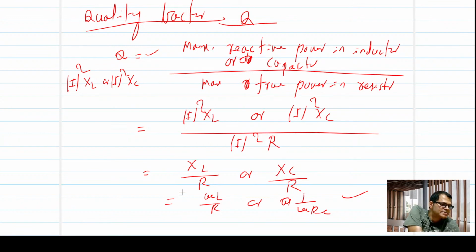Okay, is it clear, everyone? Another definition is there. Q is 2 pi times maximum energy stored in inductor or capacitor upon maximum energy dissipated in one cycle. In the same way you can find these relations. Okay, so I'll be summarizing, right, for the series circuit.